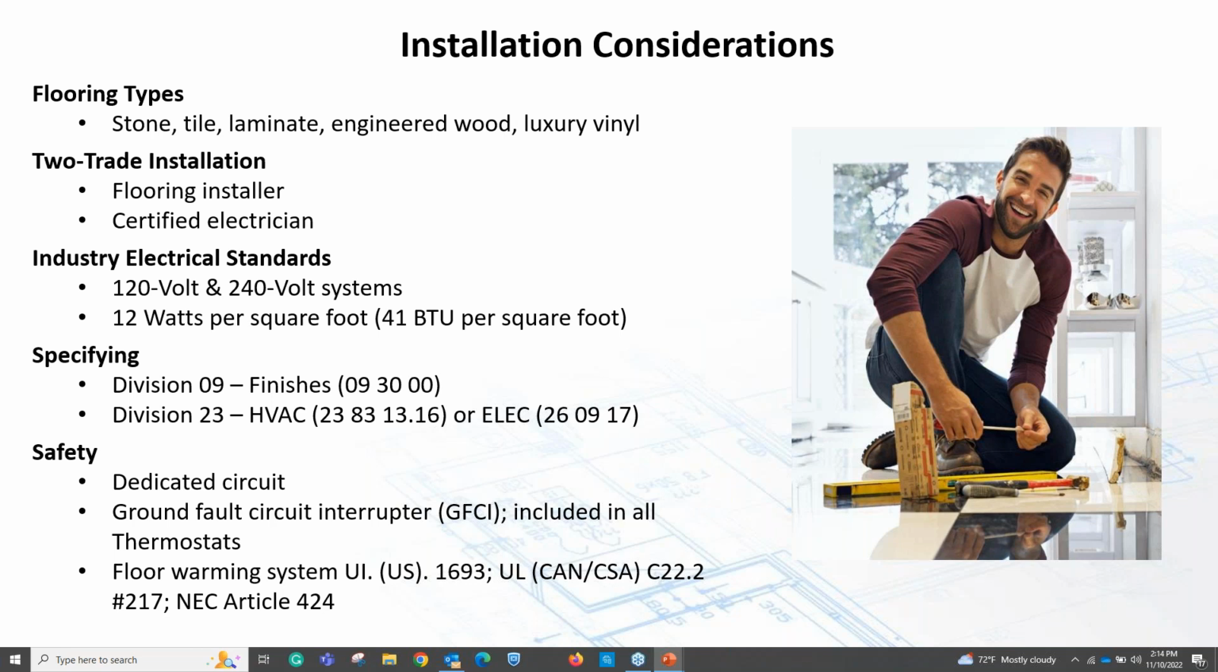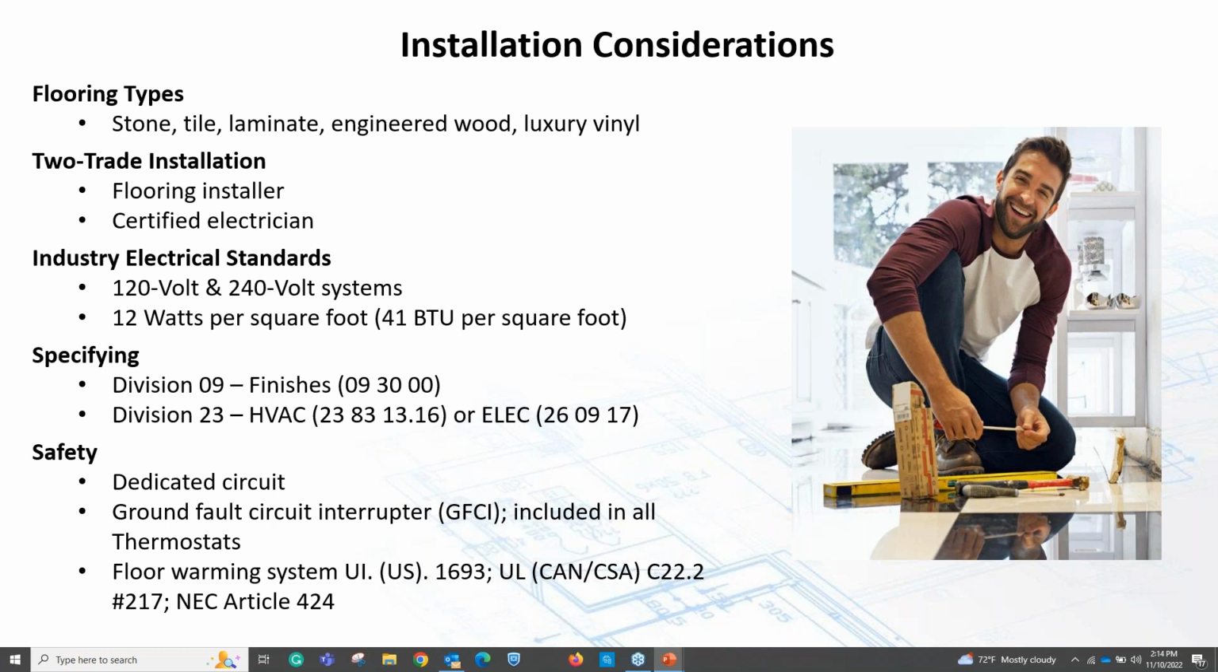And once again, caution you with laminate, engineered wood, and luxury vinyl. Check with the manufacturer of those to make sure that you can install those over radiant floor heating. Many these days you can. Some you're limited to, so just check on those. Once again, check with the manufacturer of your wire and of your floor.